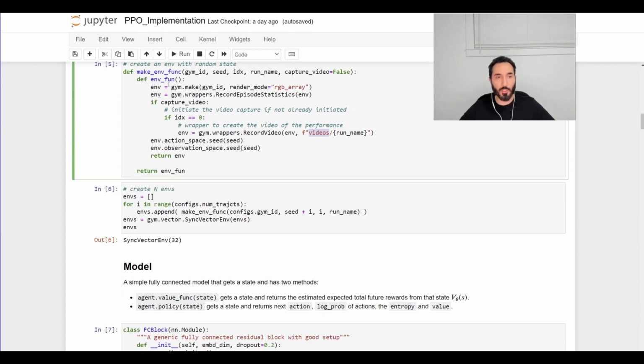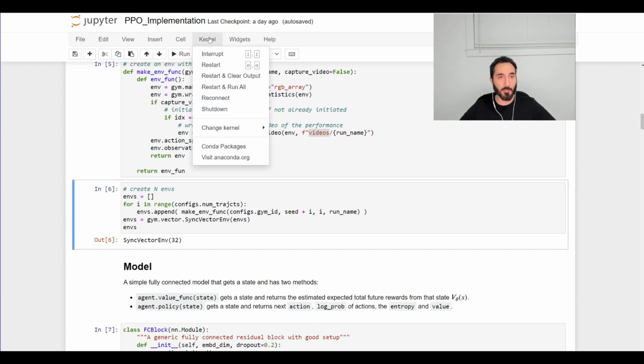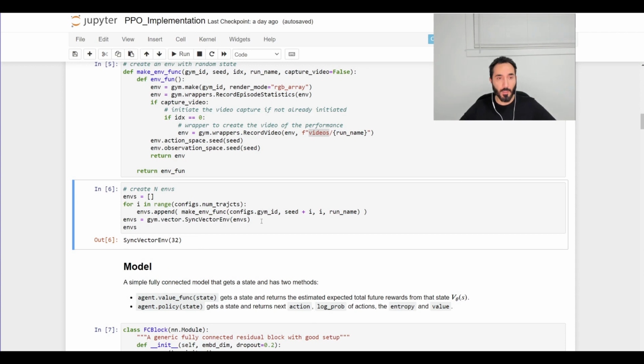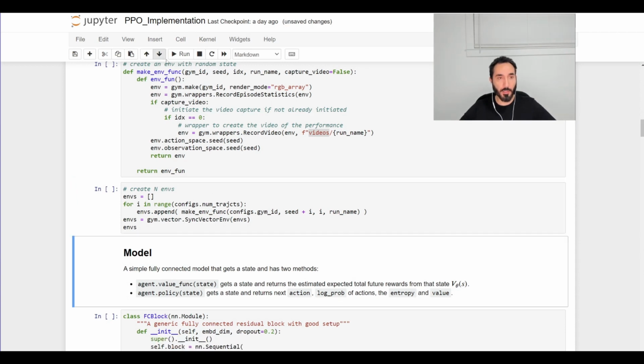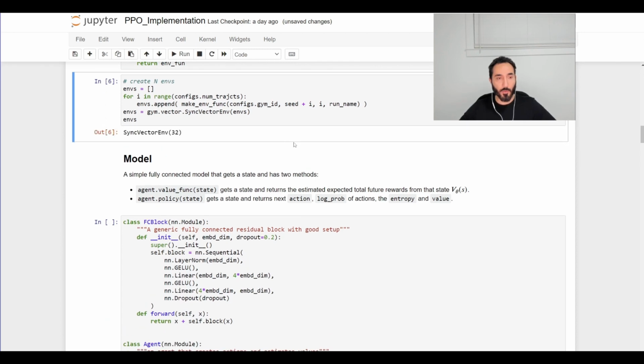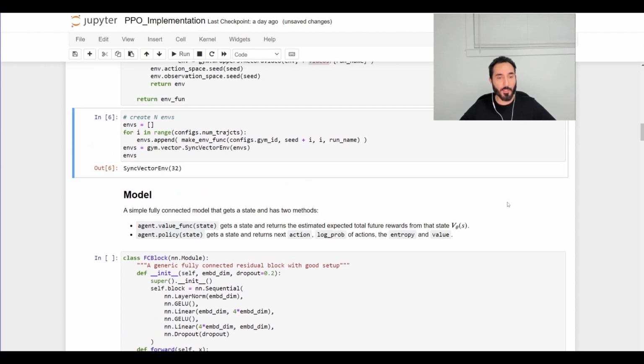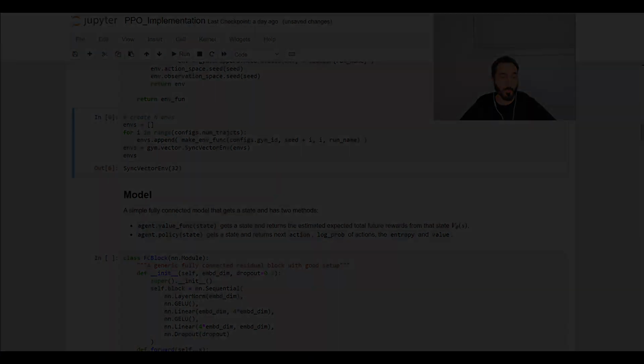We put a bunch of these environments together to create a parallel environment. So in this case, we have a number of parallel environments for a total of 32 environments that are running in parallel. And in fact, let me just rerun the experiment all the way to here. Okay, so let's go over the model.